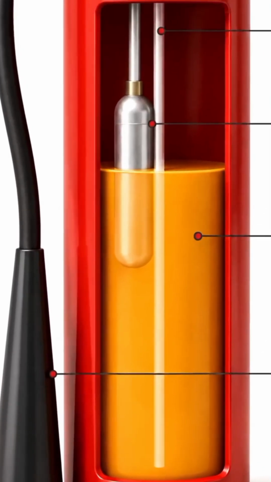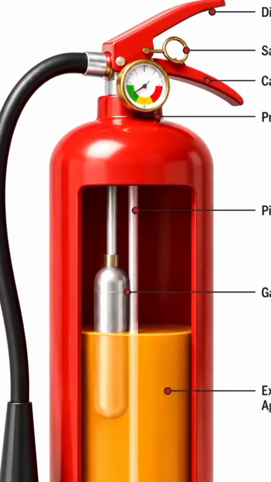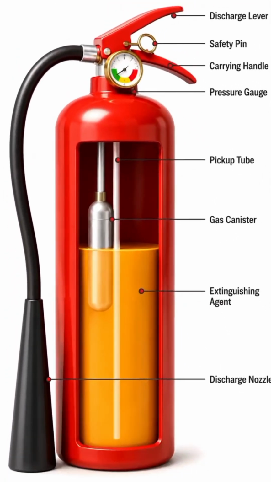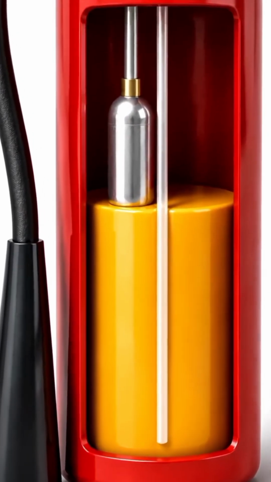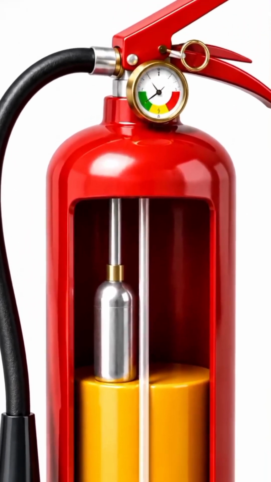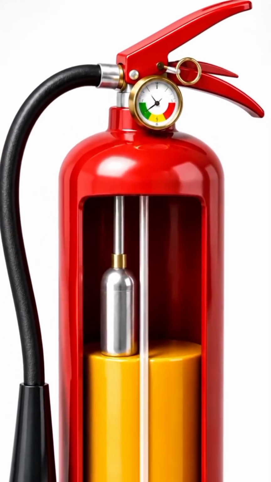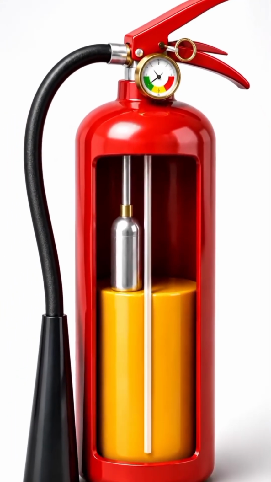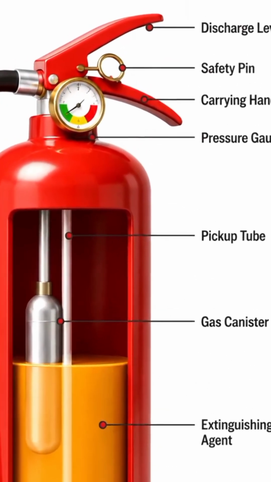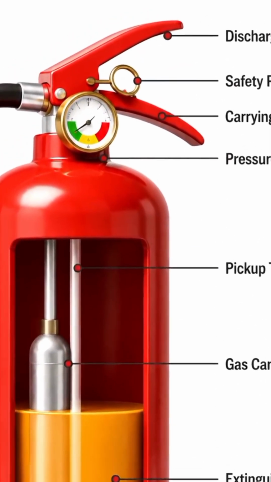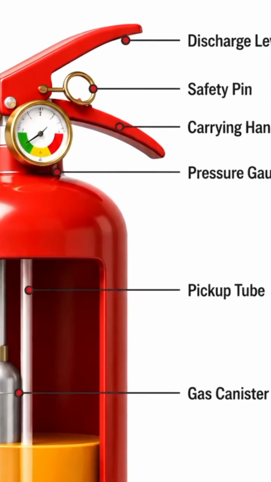Using a fire extinguisher correctly requires strict adherence to a universally recognized four-step technique known by the acronym PASS. Each letter represents a specific action that must be performed sequentially. The first step is to pull the safety pin located at the top of the handle. Pulling this pin breaks the tamper seal and unlocks the discharge lever, making the device ready to operate.